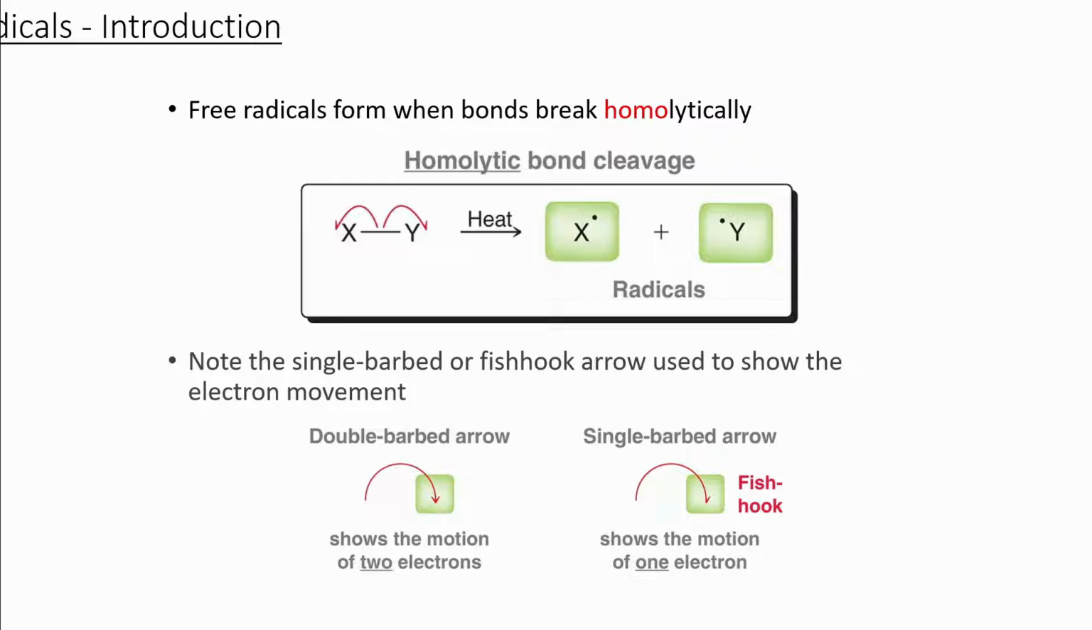Most of the chemistry we've looked at to this point is two-electron chemistry. We use two barbed arrows to show the movement of two electrons. To show the movement of one electron, we use a single barbed arrow.